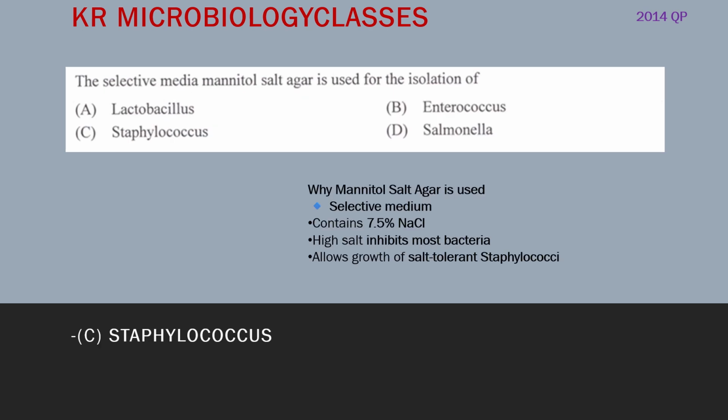The next question, but last question. The selective media mannitol salt agar is used for the isolation of. Here, mannitol salt agar is a selective medium. It contains 7.5% of NaCl. It has high salt that inhibits most kinds of bacteria. Only salt tolerant bacteria will survive in this culture media. So obviously the option is option C, Staphylococcus.